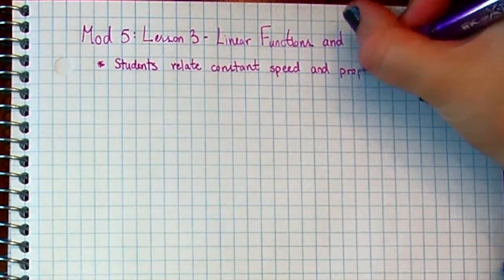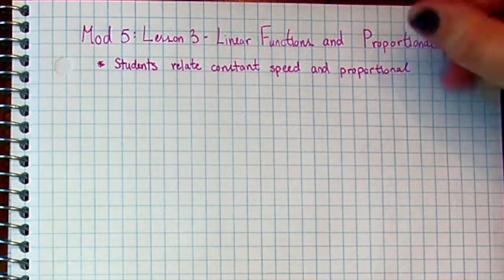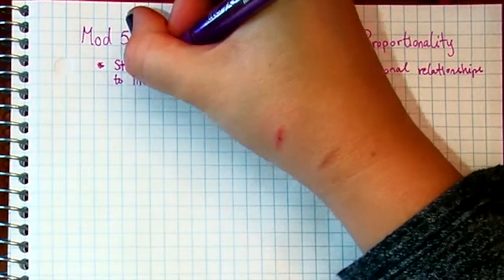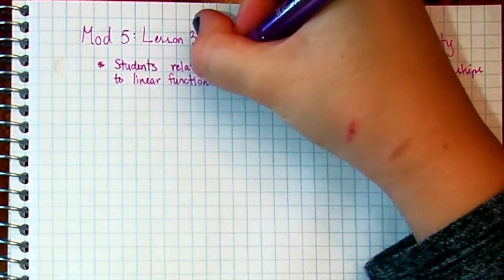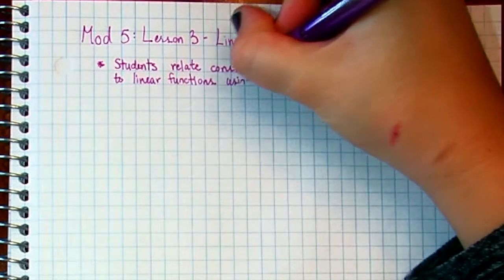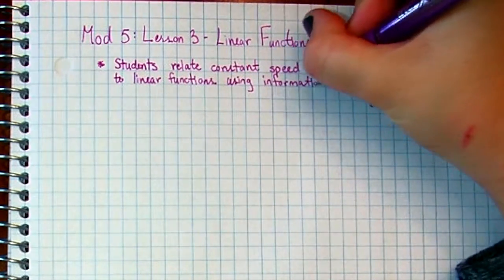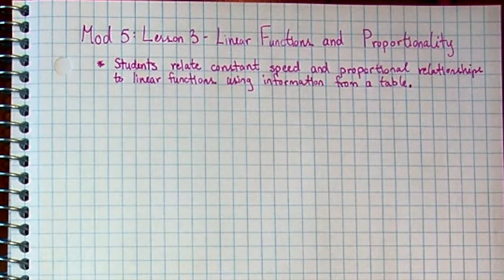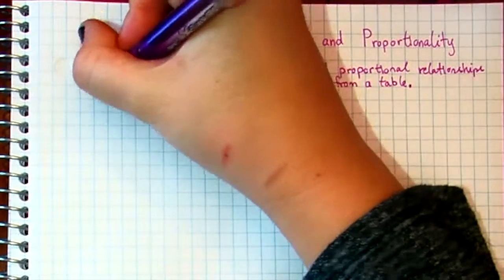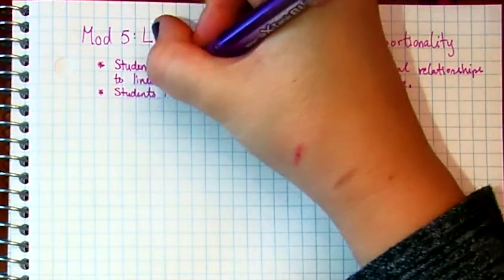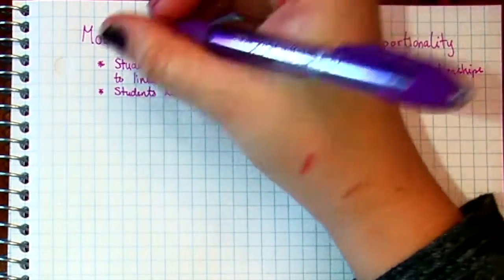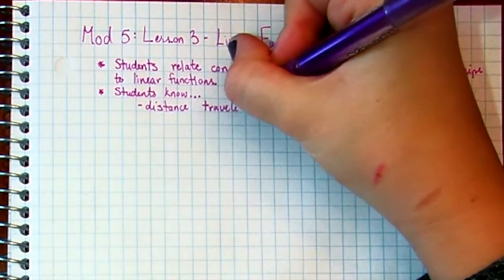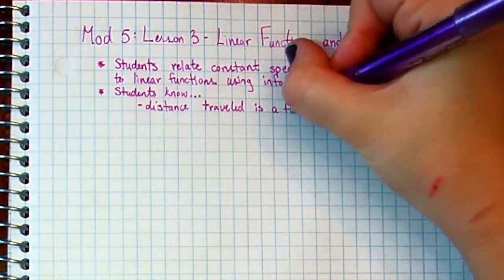So the first goal that we're going to have today is that students relate constant speed and proportionality or proportional relationships to linear functions using information from a table. So what that tells us is that we're going to be able to look at a data table and identify the constant rate.